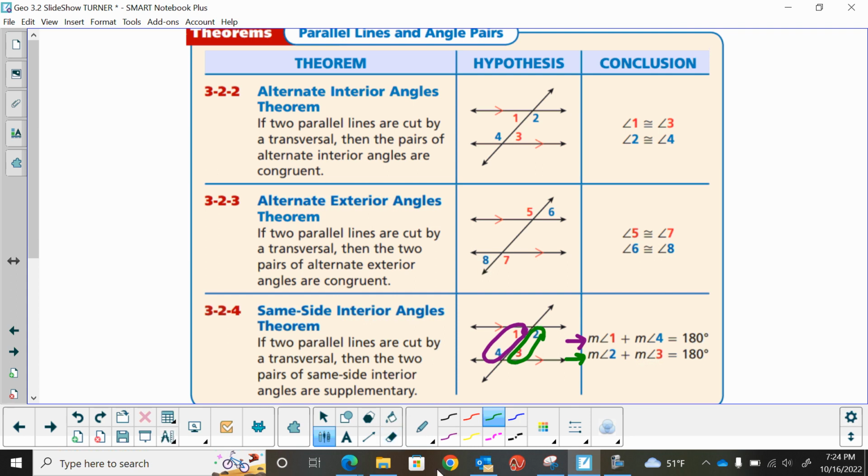Okay, so just be careful. We've got congruent, and then we also have supplementary. So alternate interior angles are congruent, alternate exterior angles are congruent, and then same side interior angles are supplementary. So that one's just a little bit different, okay? But the one thing to point out and constantly remind you of is this is only happening when you have parallel lines cut by a transversal, okay?